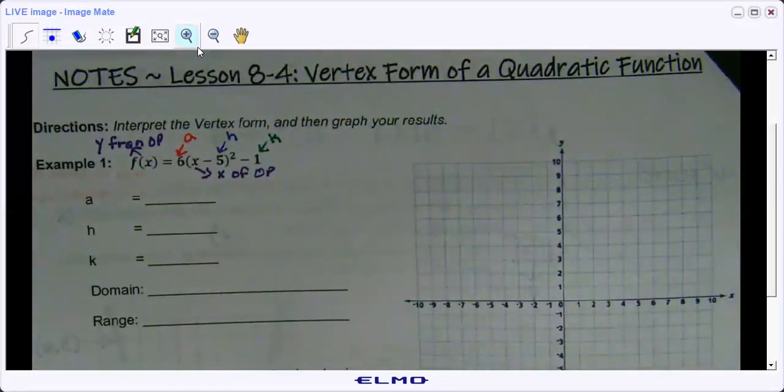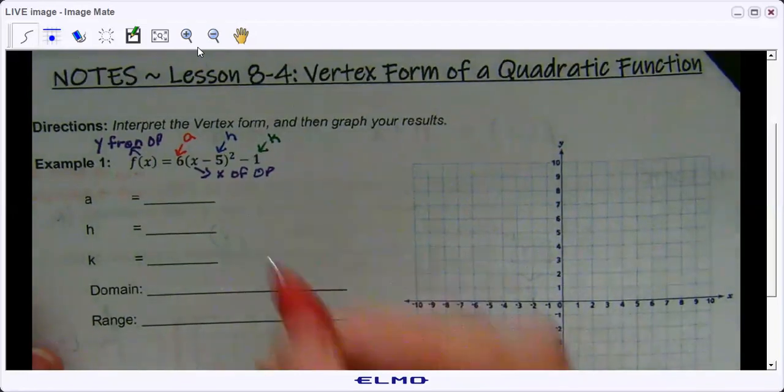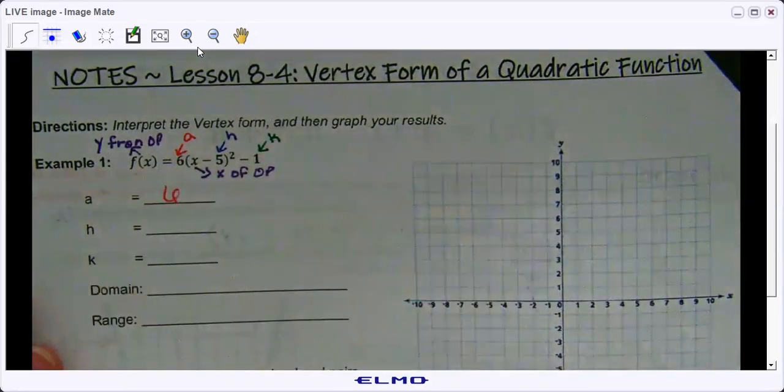What is A? It is a positive 6. So A is 6. What is H?